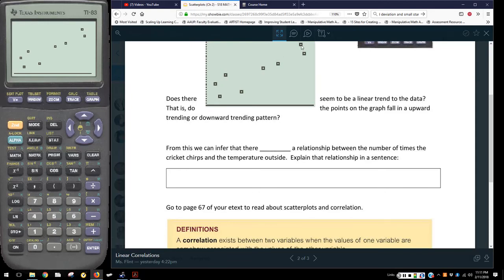Now, the question of causality is not important here. Does the cricket chirping cause the temperature to go up? No. Is it possible, however, that the crickets chirp faster because the temperature went up? And yes, that is possible. But basically what we see is that as the temperature increases, the number of times the cricket chirps also increased. And that's really what I want you to understand at this point.